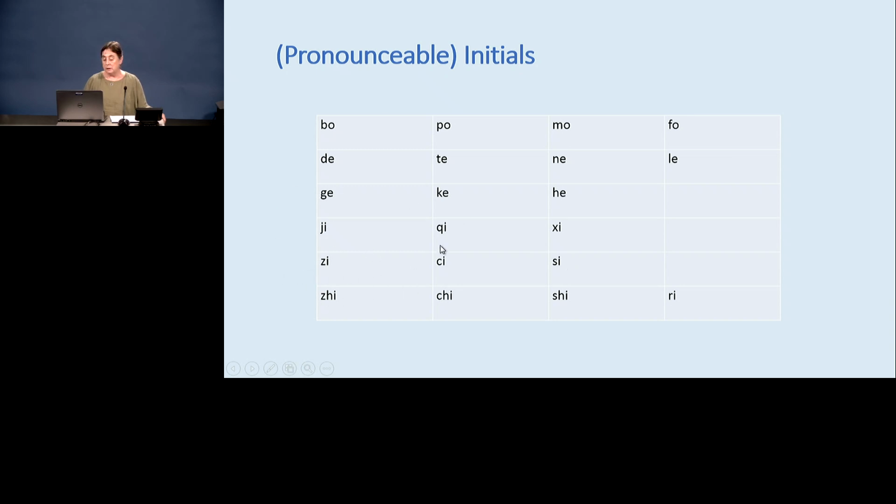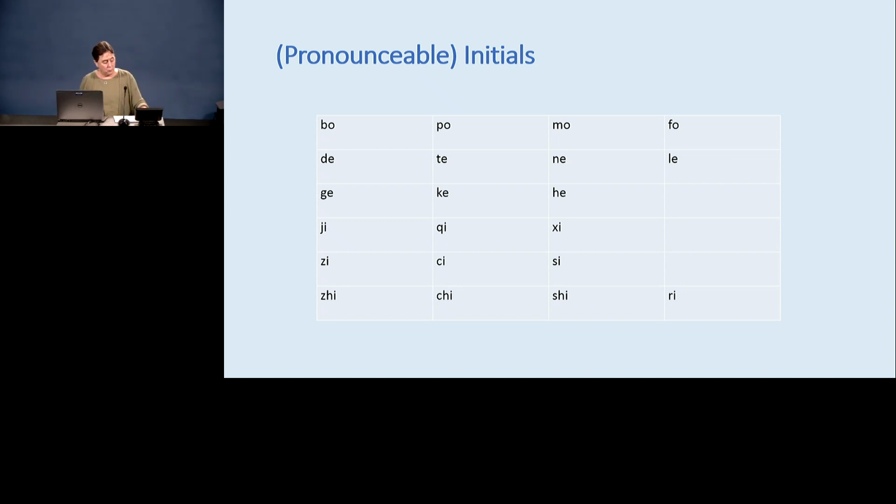Dental sibilants. Z, ts, s. And here we have our retroflex sounds. Zh, ch, sh, and r.